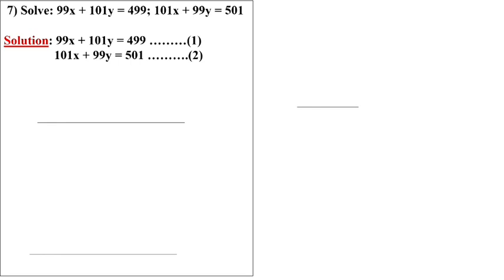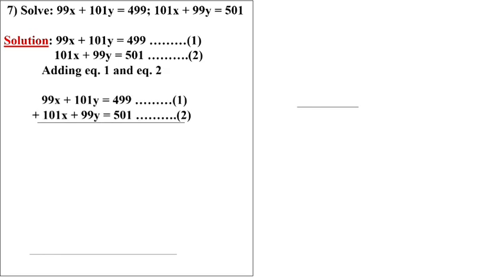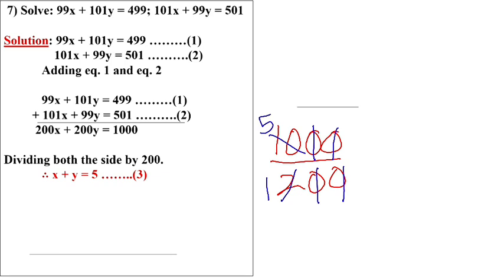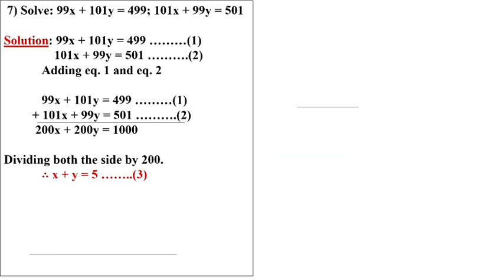So here we will add equation 1 and equation 2. We get 200x plus 200y equal to 1000. This equation can be divided by 200. Dividing both sides by 200, we get x plus y equal to 5, since 1000 divided by 200 is 5. So this forms equation number 3.